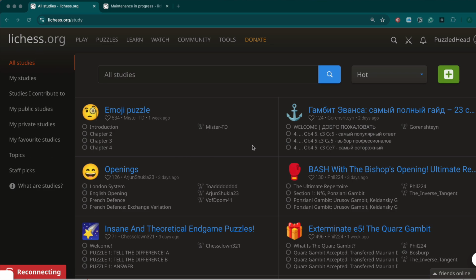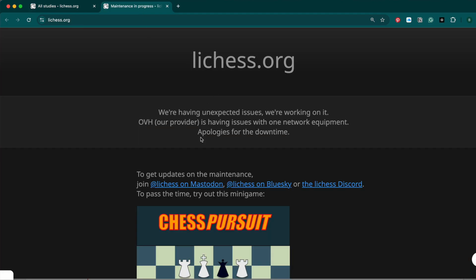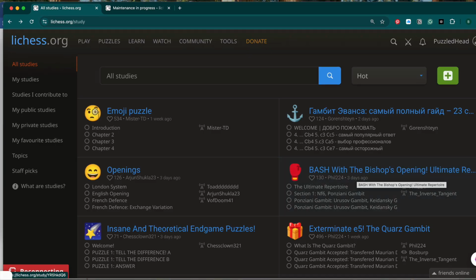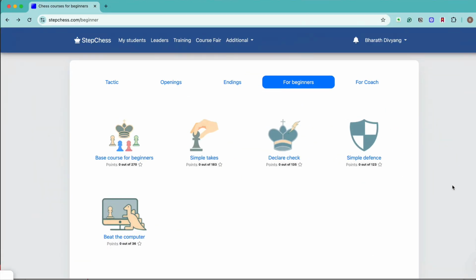And today, my plan was actually to look at one such study and see how you can try and solve it. But unfortunately, Lichess right now is having maintenance issues, which is very, very rare, but does happen even with big websites. So we'll probably set this aside for another day, and today we can instead look at something which is an equally wonderful resource, which is Step Chess. So let me take you there.